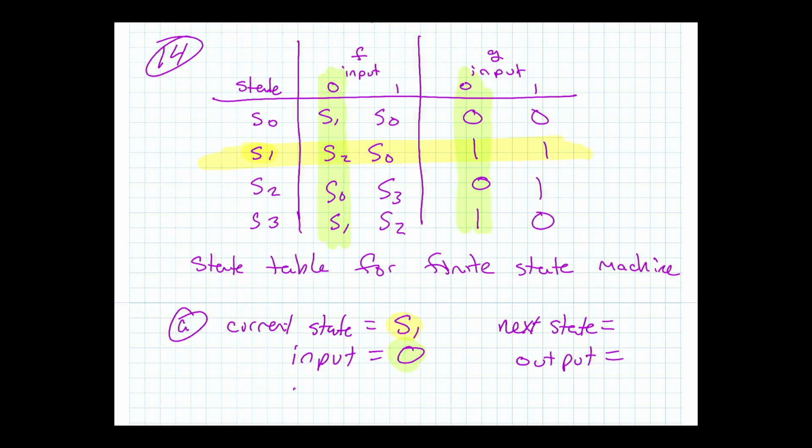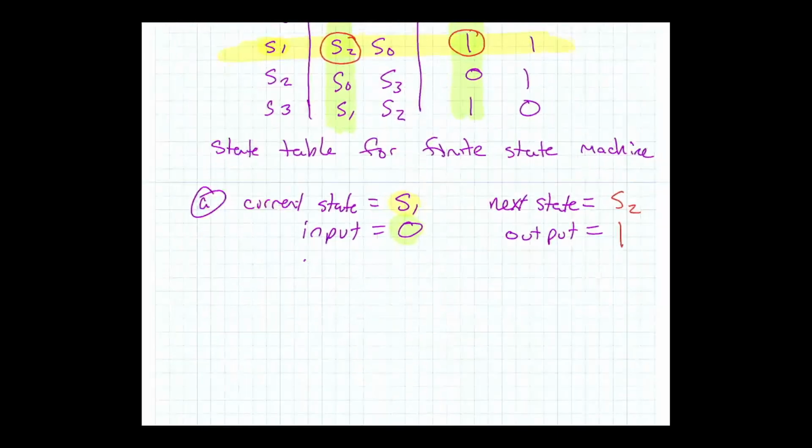The reason there are 2 columns is because one of these columns is going to give you the next state and one of them is going to give you the output. So this is going to be your next state and this is going to be your output. Where those intersect, the next state is going to be S2 and the output is going to be 1. All right, so that's pretty straightforward.